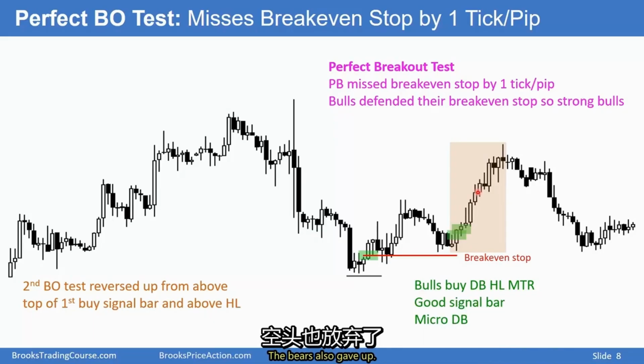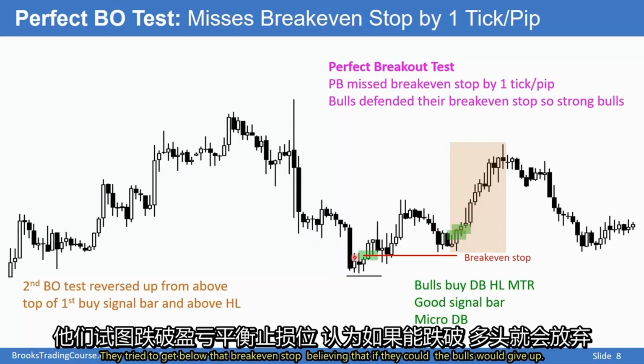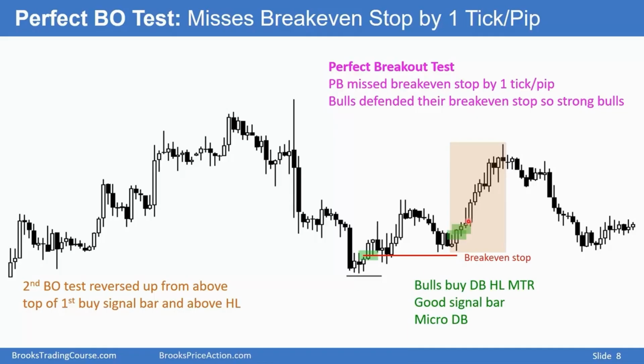And the bears also gave up. This is bears giving up. They tried to get below that break-even stop, believing that if they could, the bulls would give up. Instead, it's the bears who gave up.